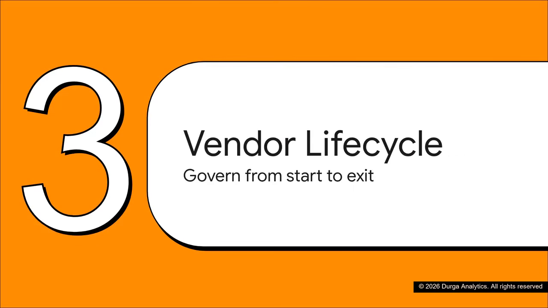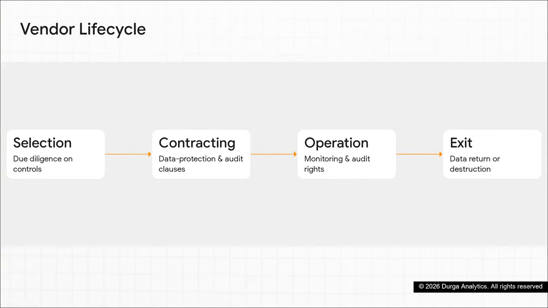So, how do we actually fix this? Let's get into Section 3, Governing the Vendor Lifecycle. We're moving from theory to hands-on program management now. Managing third-party risk isn't a one-and-done thing. It runs sequentially through a 4-part blueprint.